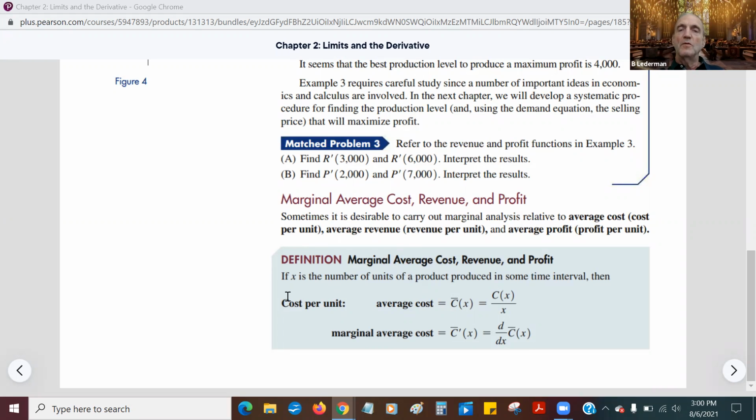So if X is the number of units of a product produced in some time interval, then the cost per unit, the average cost, is going to be C bar of X, which is C of X divided by X. Just like when you take an average, you divide by the number of things. And the marginal average cost is going to be C bar prime, which is the derivative of C bar. The derivative of C bar is going to be interesting because I'm dividing by X. Well, we'll see. It won't be that hard.